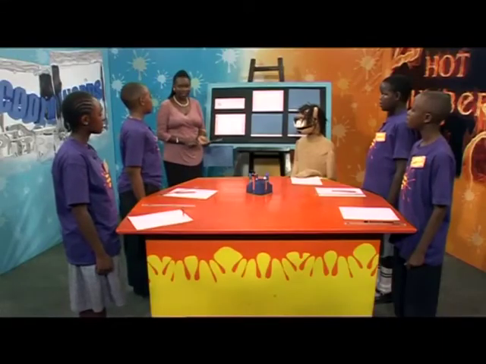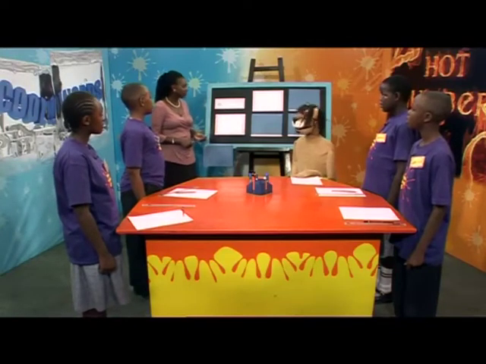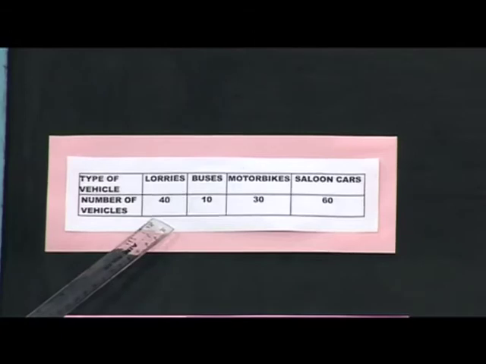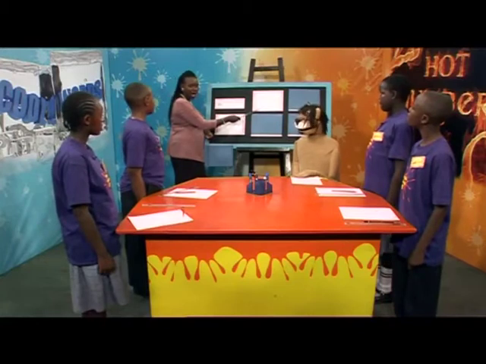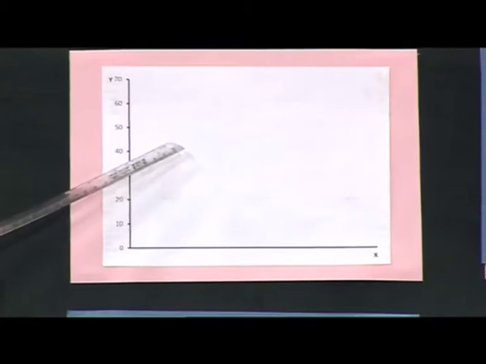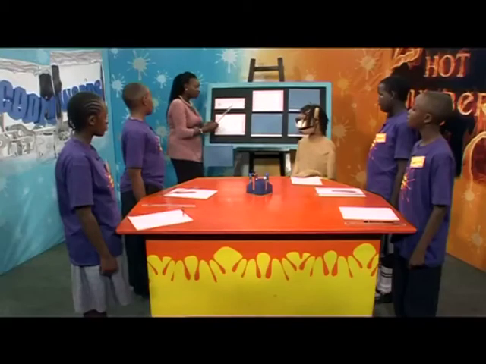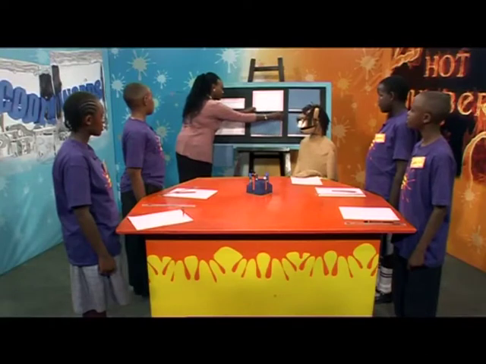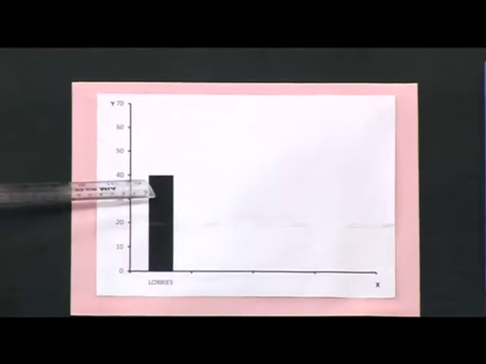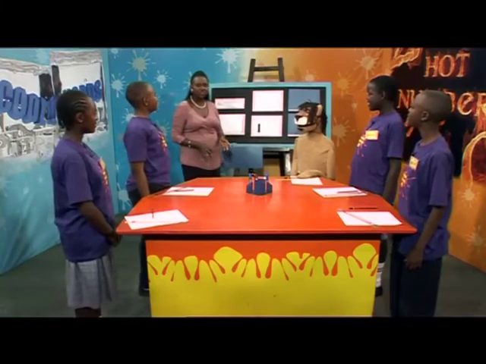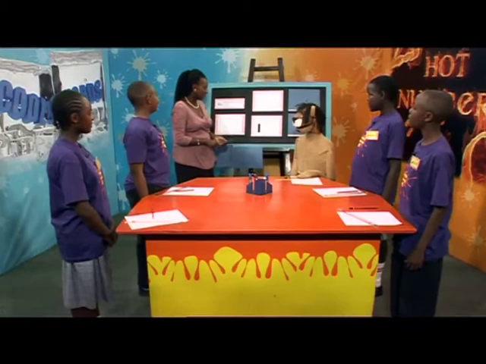After drawing your axis, you can now put in your data. Now from the table, we know that there were 40 lorries. So 1 centimeter from 0 on the x-axis, we are going to draw a bar that is as tall as the 40 mark on our y-axis. So it should look like this. All right, so we have our lorries going to the 40 mark. We are going to do the same for the other types of vehicles. Just make sure there is a 1 centimeter gap between the bars.